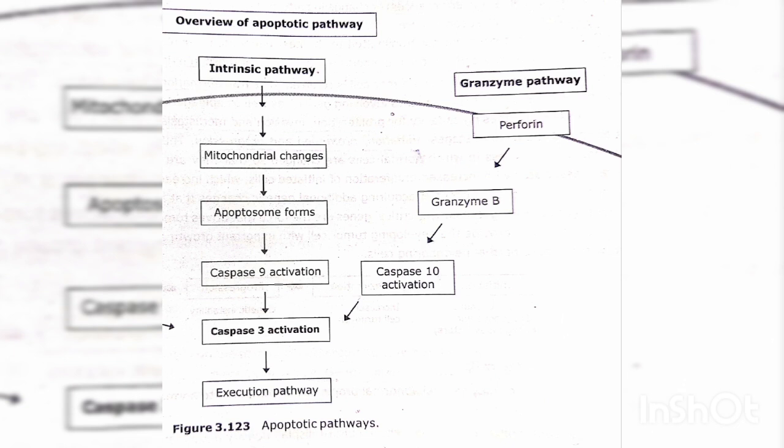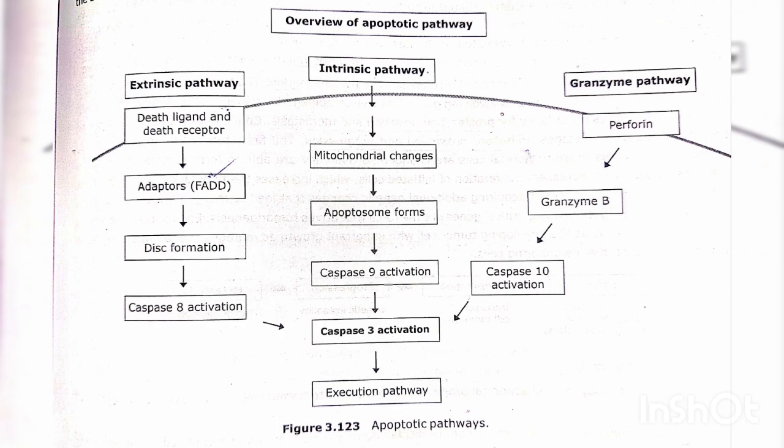Another pathway of apoptosis is the granzyme mediated pathway. Here one protein, perforin, makes a pore or hole in the cell membrane of the target cell, and it activates the entry of granzyme B inside the cell. Granzyme B will activate caspase 10 inside the cell. Caspase 10 in turn activates caspase 9. Then caspase 9 will activate caspase 3, and it will lead to the DNA fragmentation of the target cell, and ultimately cell death occurs. In this way these three pathways conduct the apoptosis of the target cell or unwanted cell of the body. So it is all about apoptosis, the different pathways of apoptosis.